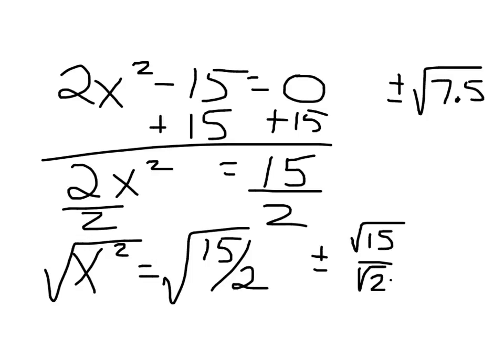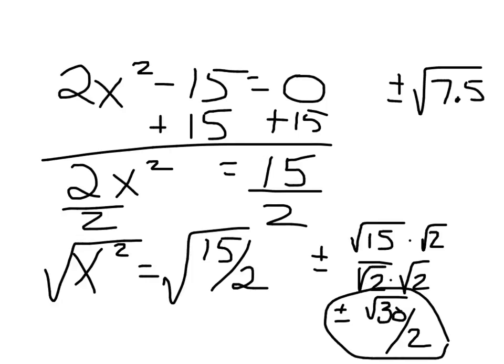No. So then you multiply both top and bottom by the square root of 2, and you end up with plus or minus the square root of 30 over 2. Those two answers, the square root of 7.5 and the square root of 30 divided by 2, are the same. Okay? That's number 4.